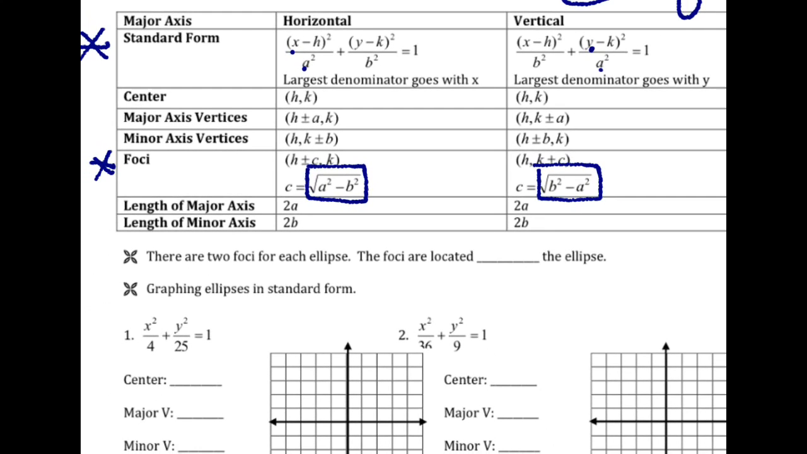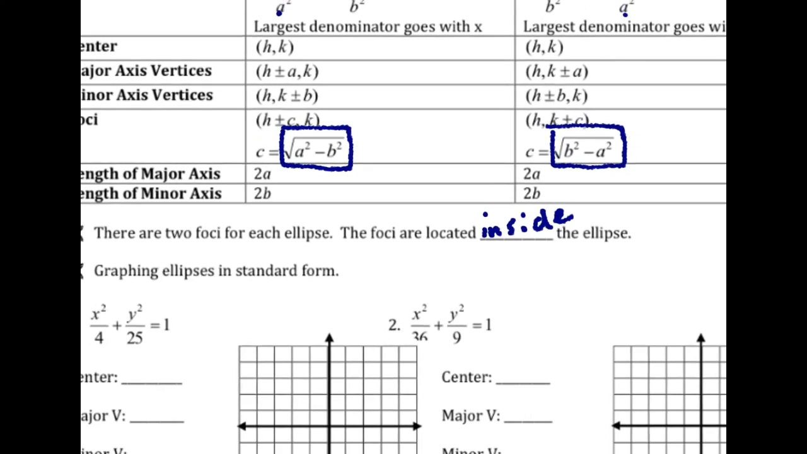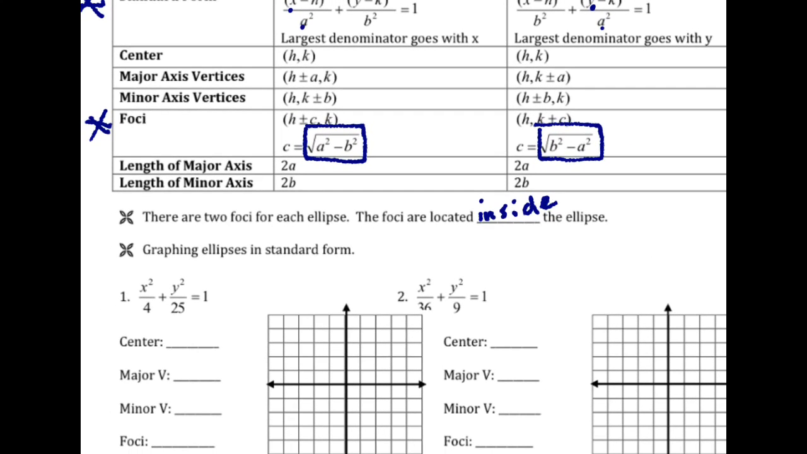There are two foci for each ellipse. The foci are located inside the ellipse, which probably seems pretty standard. The one thing I would say about the foci is they're also always on the major axis. So when we have a major axis of an ellipse, the foci will always lie on that major axis.